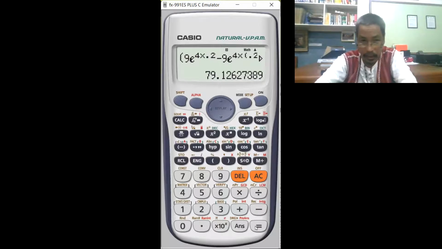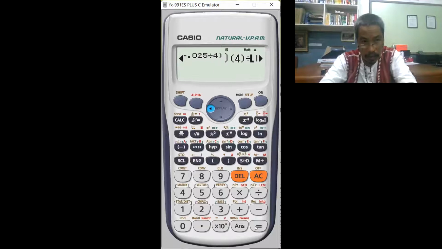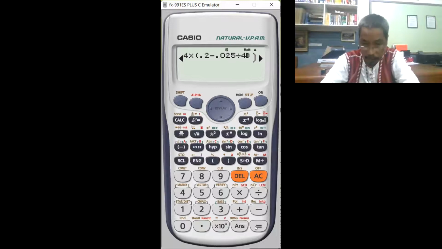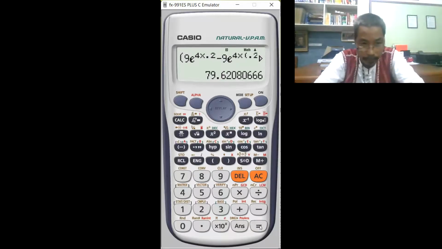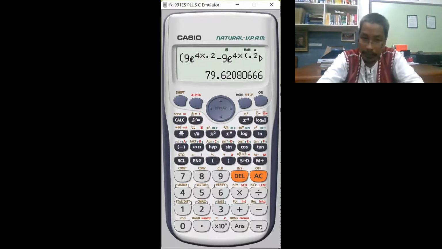79.12627. So exactly the same. Exactly the same with our tabulated value. Okay. So let us do the next one. So 4 times 2, that is 8. Let's put 8 there. 4 times 2 is 8. And then press equal sign. The next number would be 79.62081. Exactly the same.